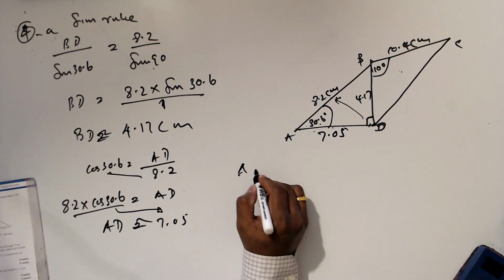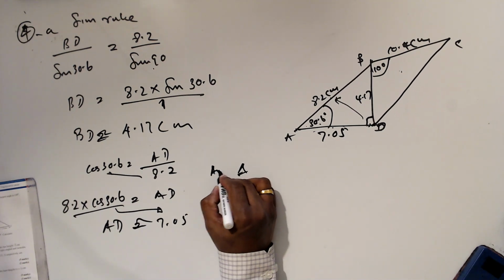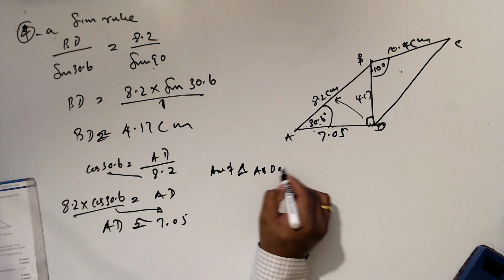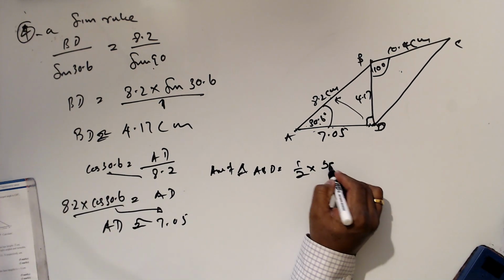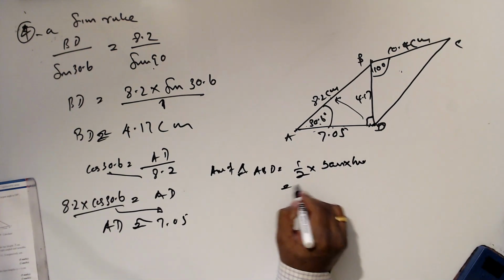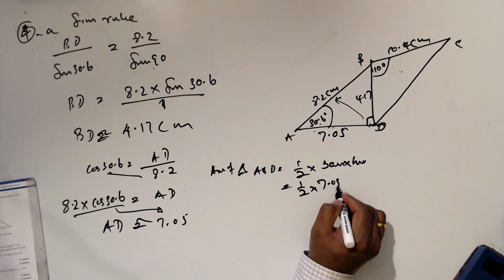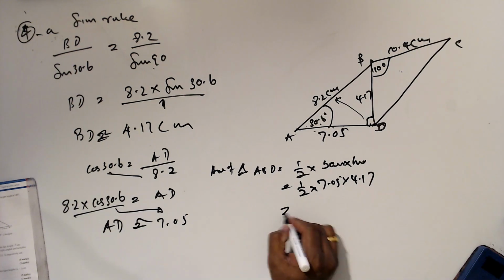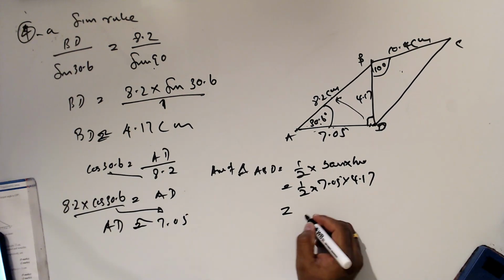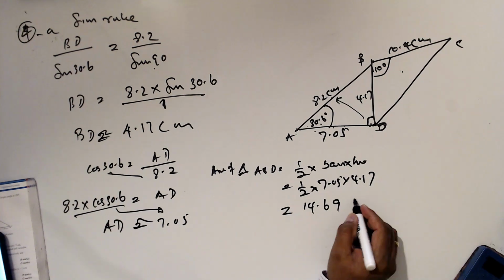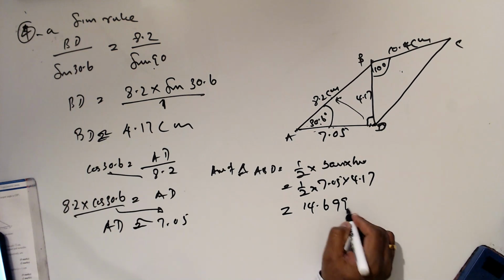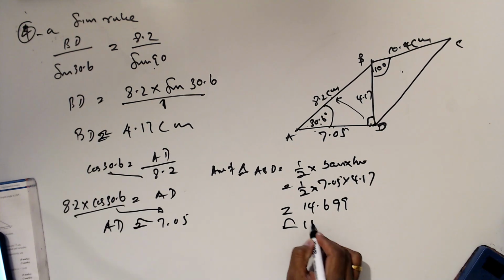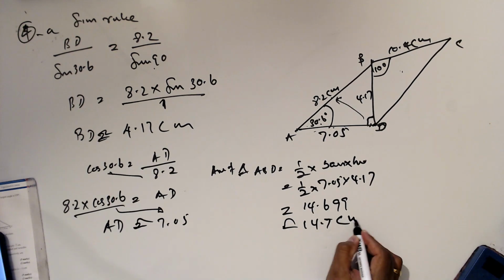So area of triangle ABD equals half base times height. Half base is 0.0574 times 4.17. That is 14.699, approximately 14.7 cm squared.